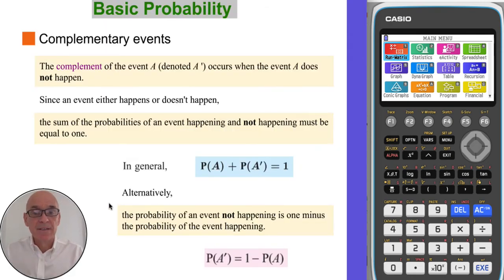The complement of the event, denoted A prime or A dash, is the event that A does not happen. Since an event either happens or doesn't happen, the sum of these probabilities, happening and not happening, must add up to 1, as shown here. We can rearrange that equation to give the probability of an event not happening is 1 minus the probability of the event happening. A dash is called the complement of event A.